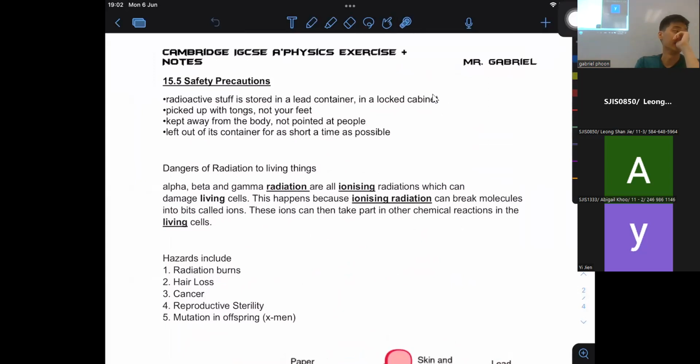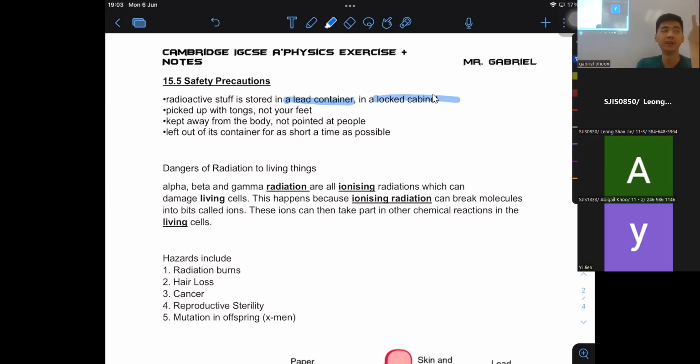Yeah, if you look at the safety precautions here, it is quite common sense, I would say, but it's definitely worth highlighting, right? In terms of safety precautions, how you are supposed to handle all these radioactive materials is obviously number one. All radioactive materials should be stored in a lead container in a locked cabinet, right? Why must it be a lead container again?